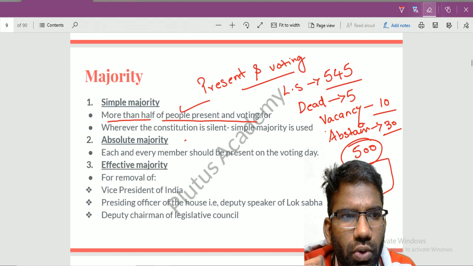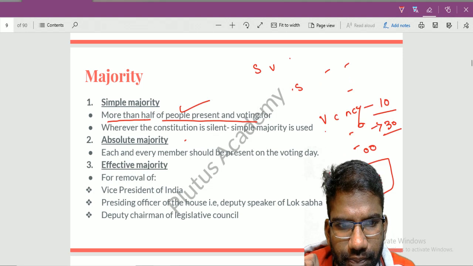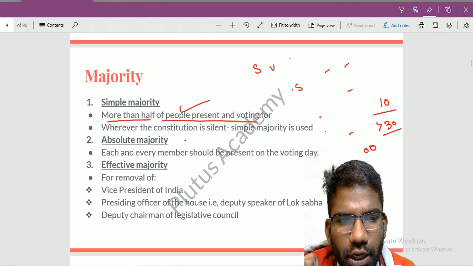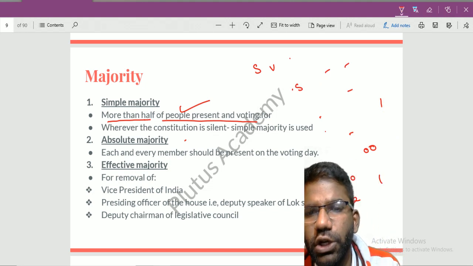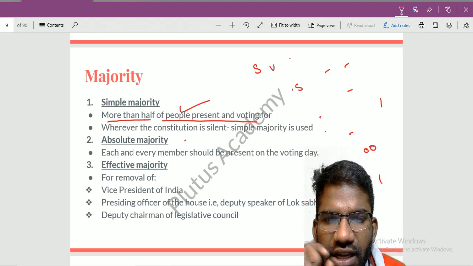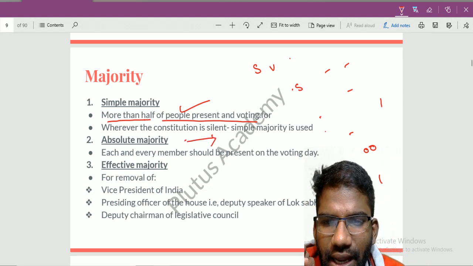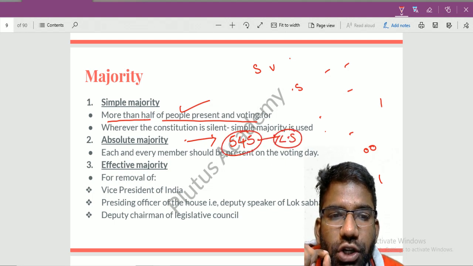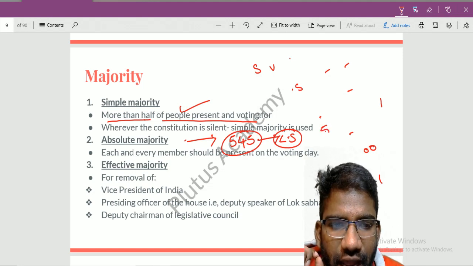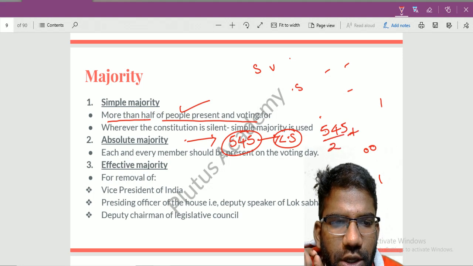Now we will erase this and we will know about absolute majority. What is absolute majority? The term absolute itself suggests that it is 100%. No one can be absent. Like if there are 545 members in Lok Sabha, absolute majority is no one should be absent on that day. That means more than 50% of 545 gives you an absolute majority.